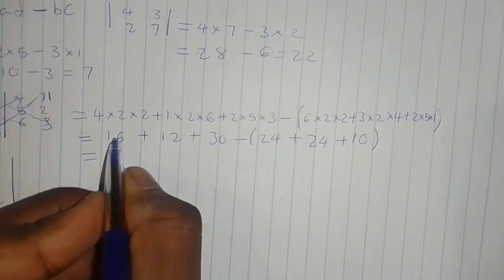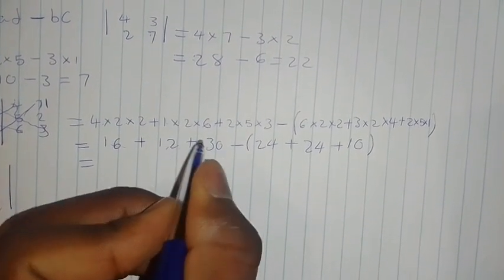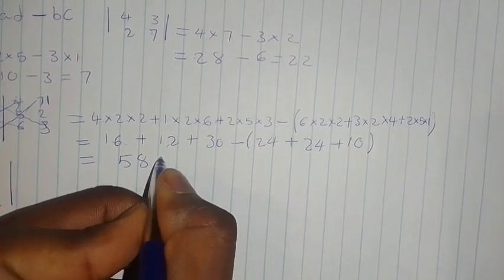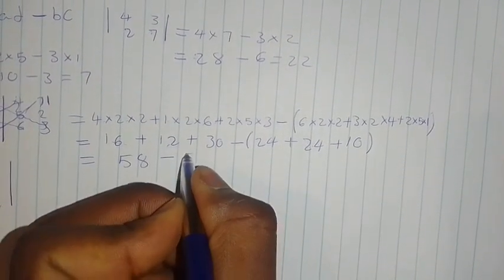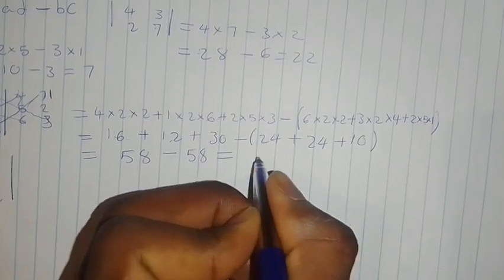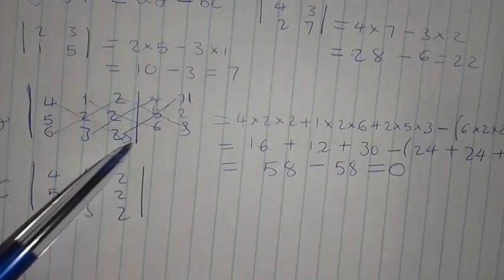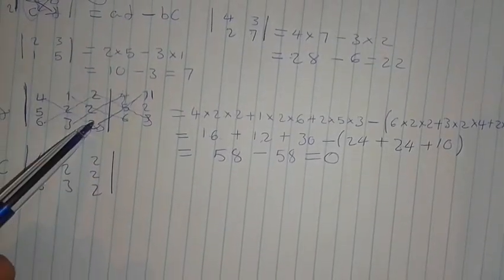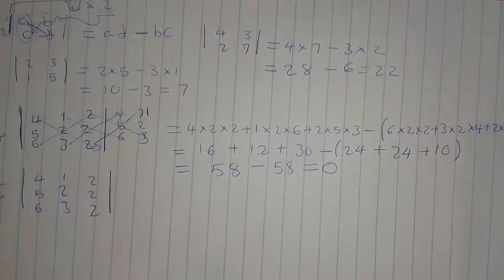So we're going to have 16 plus 12, which is 28, plus 30, that's going to be 58. And then 24 plus 24, that's 48, plus 10, that's going to be 58. Then that's going to be 58 minus 58, that's 0. So that means the determinant of this is 0. So this is how you solve using the diagonal rule. You can do this even if you have 4 of them or 5 of them.